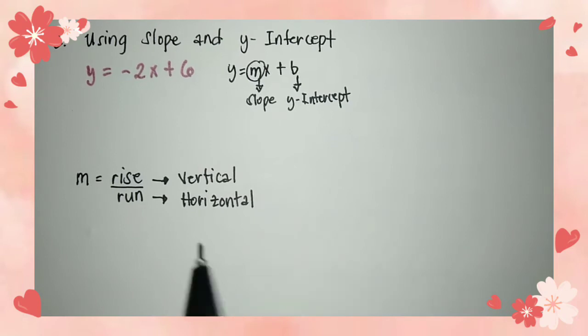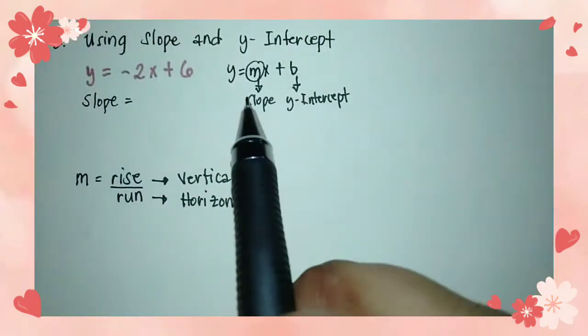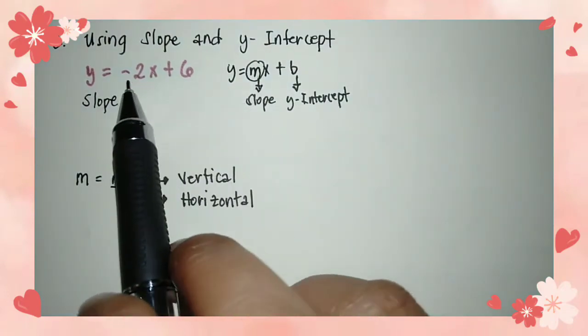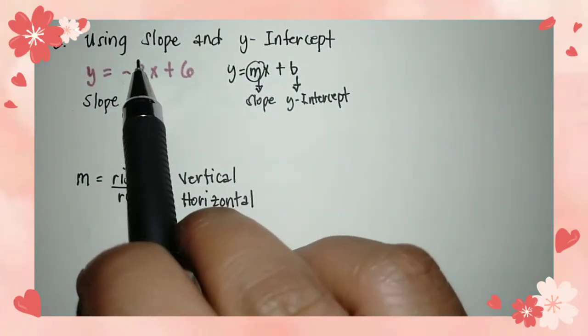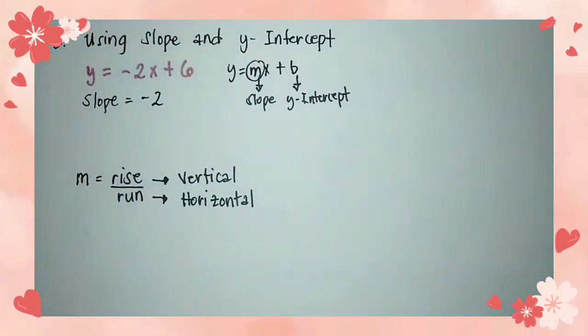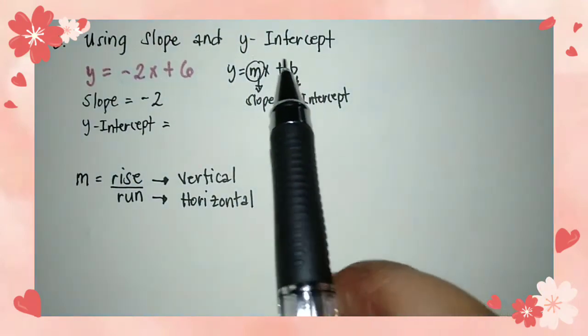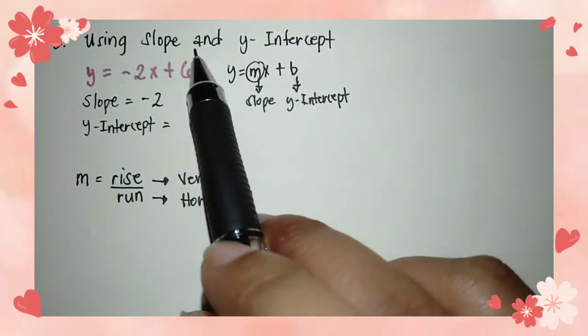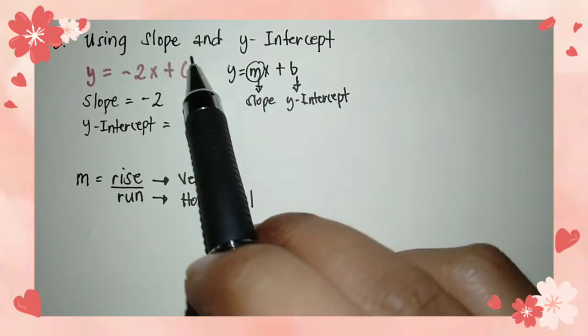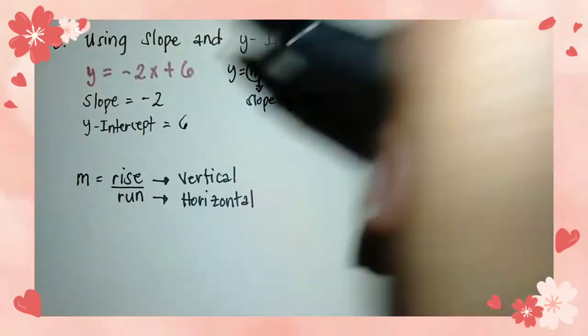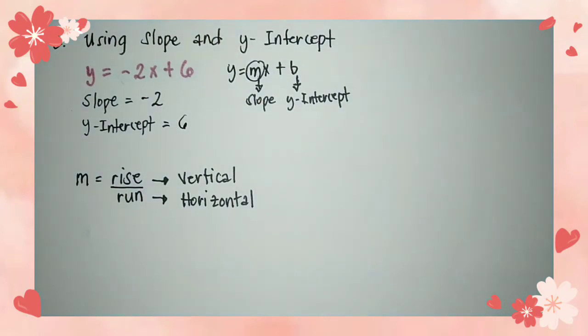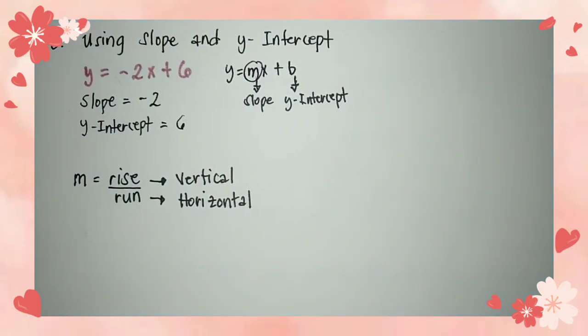Okay? So we have our slope is equal to, ang ating m is ito siya. So, yan yung ating slope. We have negative 2. Okay? And ang ating y-intercept is itong ating b. Tama? So, we have 6 as our y-intercept or positive 6. Right? So, ayan. So, what we are going to do next is to graph first, or to plot first, the y-intercept bago yung slope. Ipa-plot muna natin yung y-intercept.